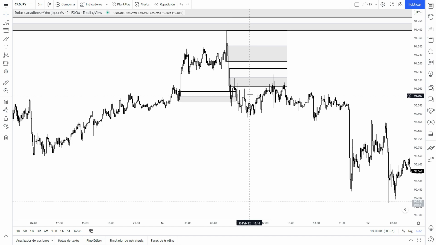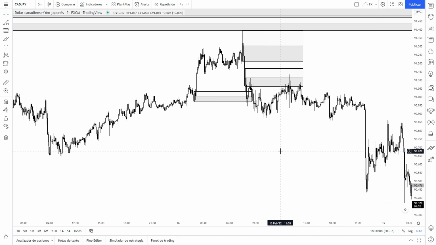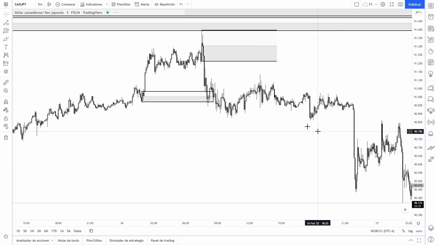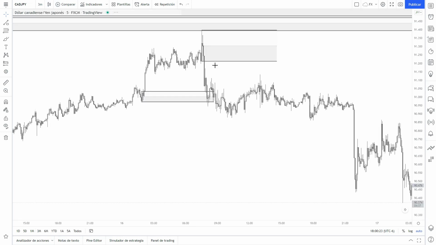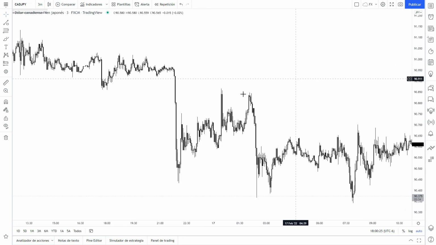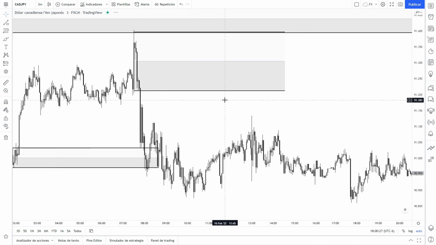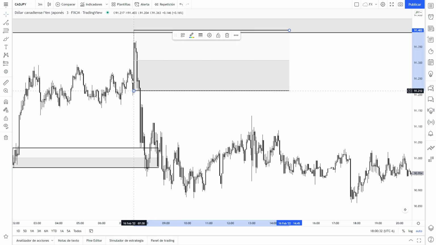So we have this CP level, continuation pattern level. This level is also known as decisional level, or origin of the move, or whatever you want to call it. I always go with the origin of the move. So here I go to the 3-minute time frame, so I can get a much better entry, which is this one.